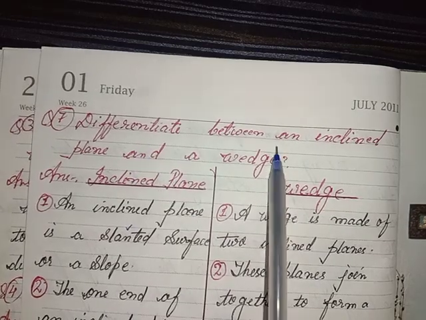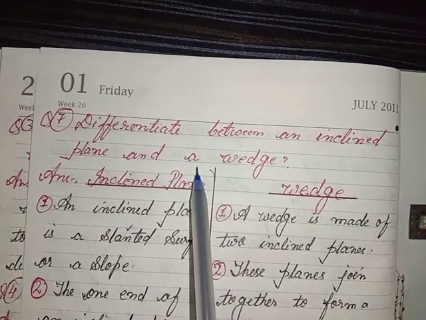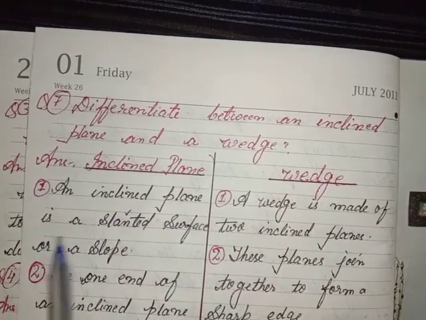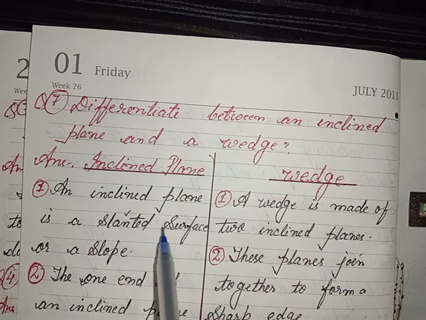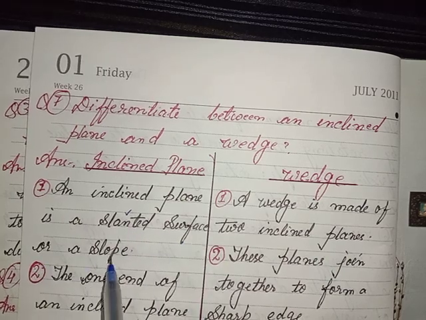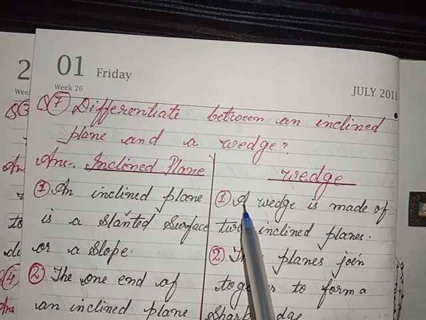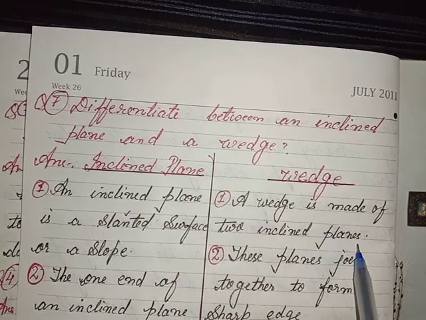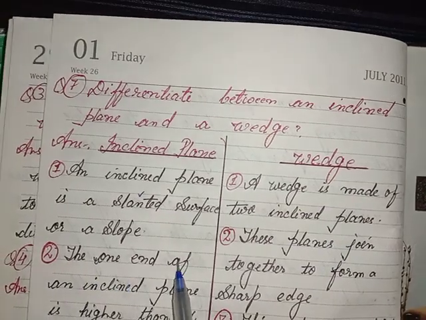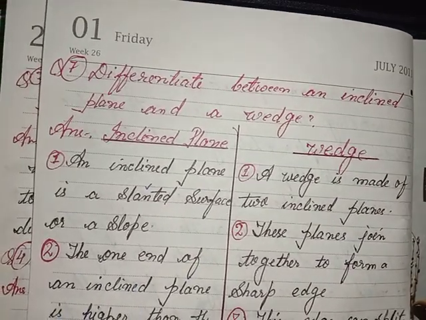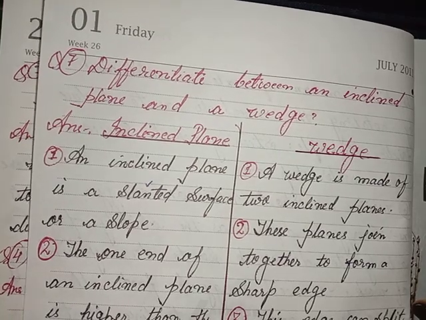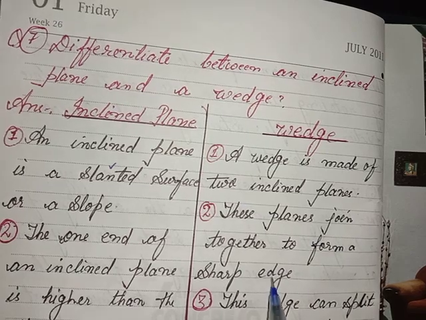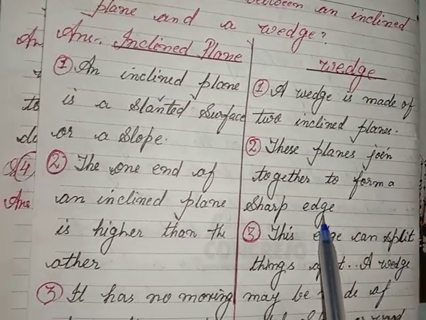Question 7. Differentiate between an inclined plane and a wedge. Inclined plane. First, an inclined plane is a slanted surface or a slope. A wedge. A wedge is made of two inclined planes. Second, one end of an inclined plane is higher than the other. These planes join together to form a sharp edge.